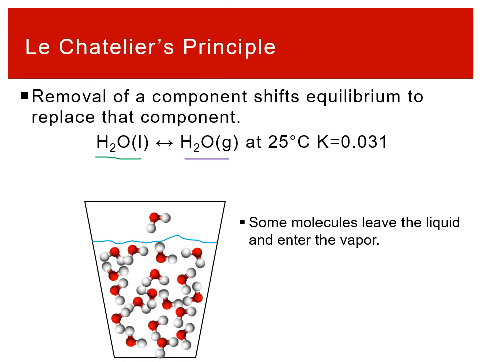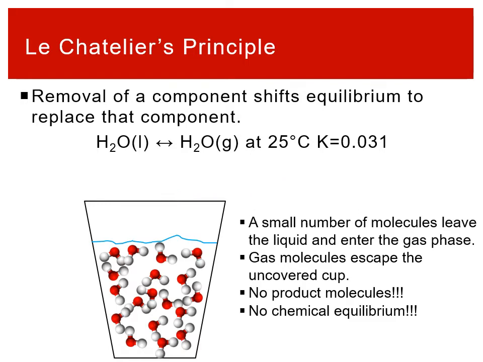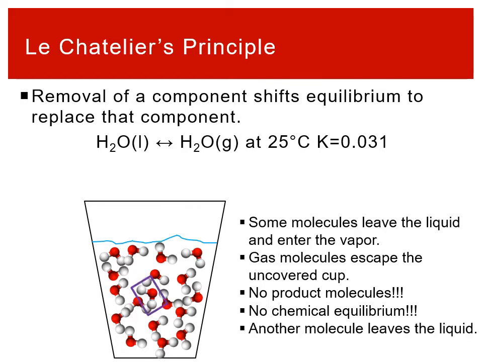The thing is, your cup is open, and that's a gas molecule, so it escapes. Now, this system is not in equilibrium. There are no more product molecules, so the system has to respond. You have decreased the amount of product, right? It's empty. It's a goose egg up there. And so the system has to respond to replace it. So another molecule goes into the vapor. Now, again, the system is at equilibrium.